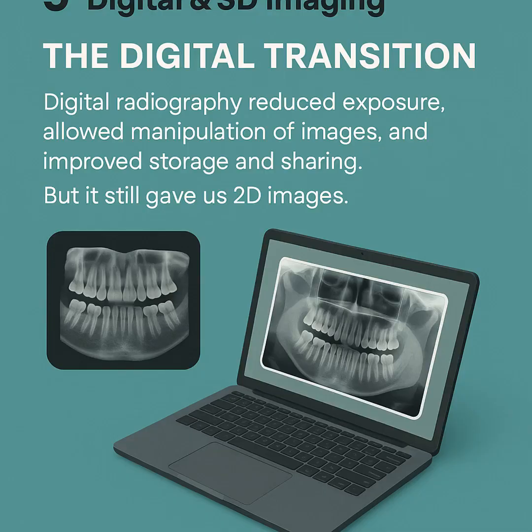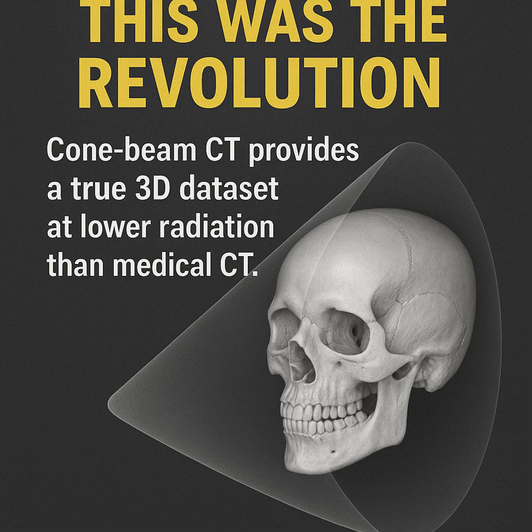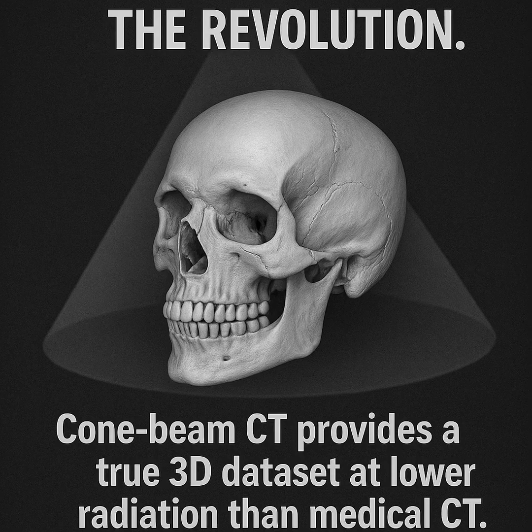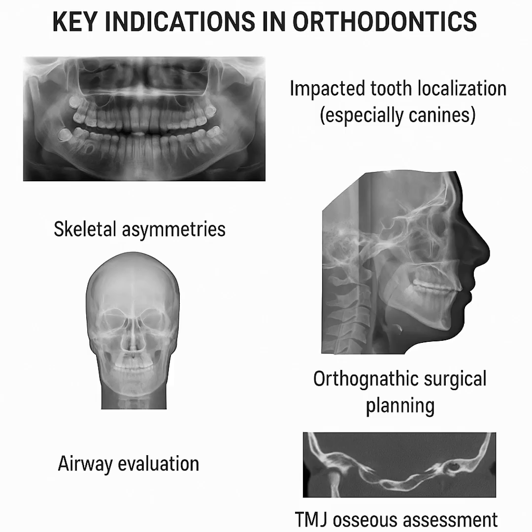5. Digital and 3D imaging. The digital transition. Digital radiography reduced exposure, allowed manipulation of images, and improved storage and sharing. But it still gave us 2D images. Cone beam CT. This was the revolution. Cone beam CT provides a true 3D dataset at lower radiation than medical CT. Key indications in orthodontics: impacted tooth localization, especially canines. Skeletal asymmetries. Airway evaluation. Orthognathic surgical planning.